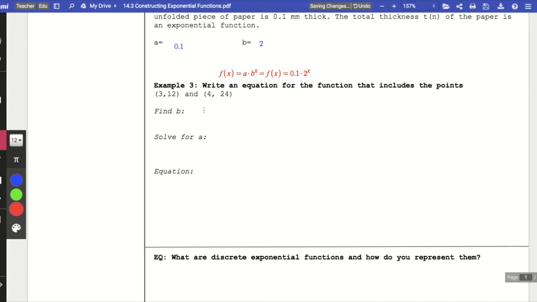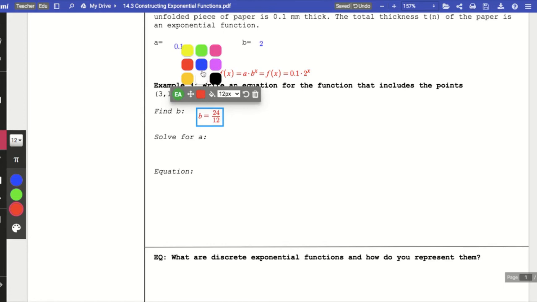The way we find the common ratio is that we divide one output by the other. So b is always going to be equal to the outputs divided by each other. So y2 divided by y1, so 24 divided by 22. Really helps if I put the right numbers in. So 24 divided by 12. I think I said 22. My brain's not working very well, obviously. So 24 divided by 12 is 2. So my common ratio, my b value, is going to be 2.